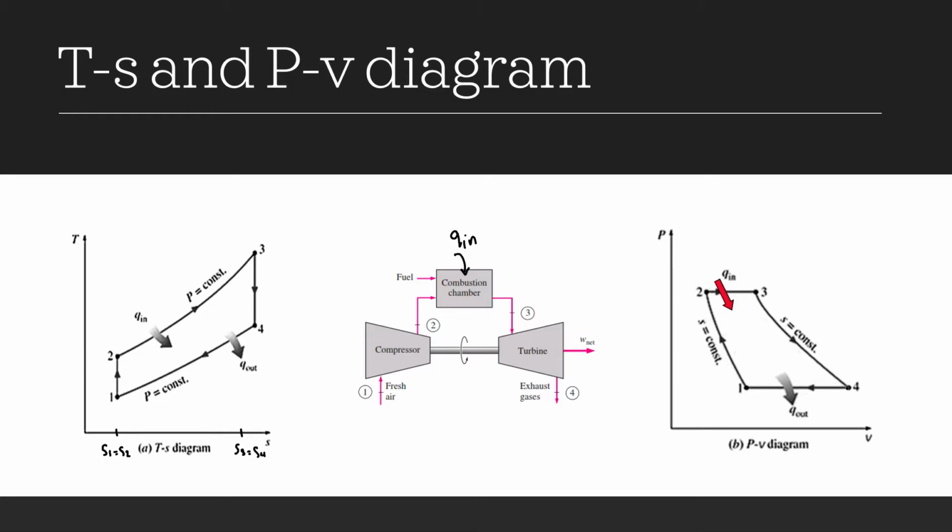Okay, and 4 to 1 is the gas discharged to the atmosphere, Q out, and it happens at constant pressure. So you have to know how to sketch TS and PV diagram, compulsory.